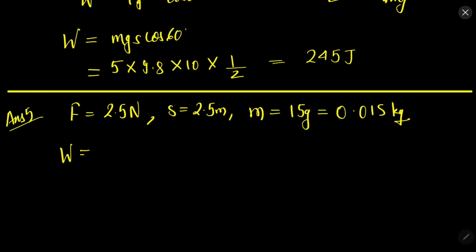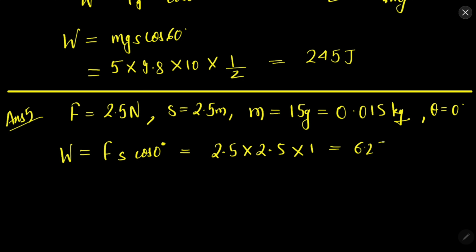Now work done. So what is work done? Force into displacement, into cos theta. Theta is 0 degree, by the way, here. So it will be 2.5 into 2.5 into cos 0 degree, and the angle is 0, so it will be 1. So it will give us 6.25 joule. The work done is 6.25 joule.